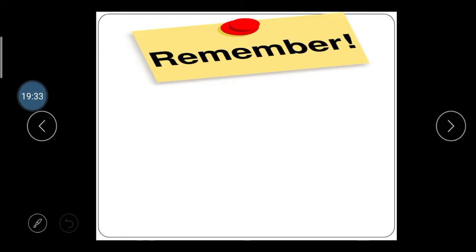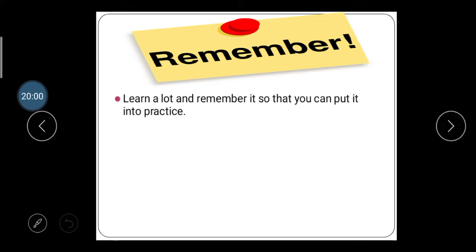Because if you give a promise to your customer, and you cannot work according to your promise, then it creates a negative impact on your company and your organization. So remembering is very important. You have to remember whatever you promise to your customer. So here is the content regarding remember. First of all, learn a lot and remember it so that you can put it into practice. You have to learn a new thing and remember it so you can easily apply your knowledge in the process.